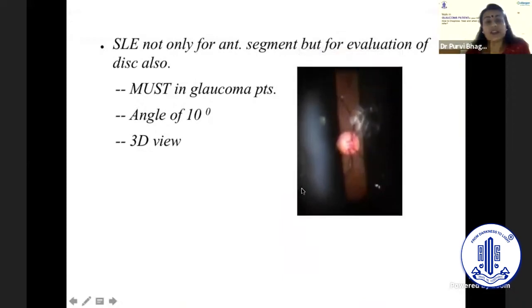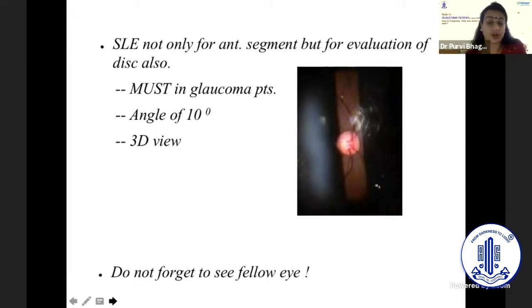Slit lamp examination is important not only for anterior segment evaluation, but also for evaluation of the disc. So always, while you're on the slit lamp with your gonio lens or with your 78 or 90D, also see the disc, which gives you a good stereoscopic view of the disc. And never forget to see the fellow eye, even if the patient strongly complains in one eye, always see the fellow eye. One, to see whether there are similar features or not, and second, for the sake of comparison.